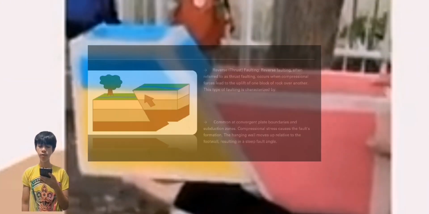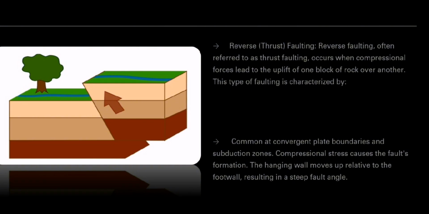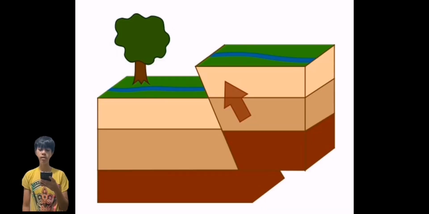Number 2. Reverse faulting. Reverse faulting, often referred to as thrust faulting, occurs when compressional forces lead to the uplift of one block of rock over another. This type of faulting is characterized by being common at convergent plate boundaries and subduction zones. Compressional stress causes the fault's formation. The hanging wall moves up relative to the footwall, resulting in a steep fault angle.